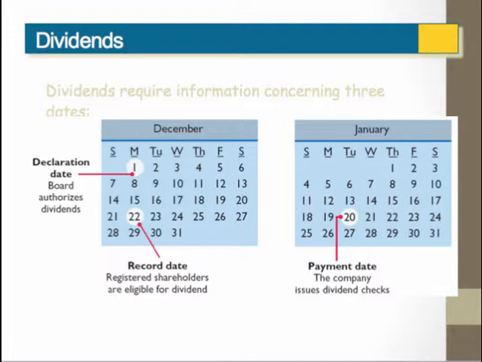So in essence, what we're looking at is that management says on December 1st, we are going to pay out a dividend. At the time that the dividend has been declared, the company is now obligated to pay out that dividend. So they would immediately reduce the retained earnings and show a dividend payable.